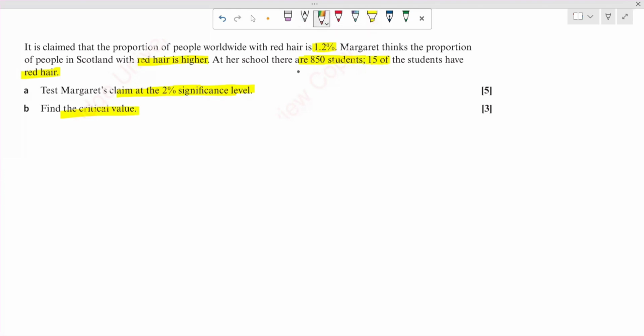Very simple. First of all, you write down what is given. P value is 1.2 percentage, which is nothing but 0.012. N value is given as 850. Now we write what the random variable is. X is the number of people with red hair.